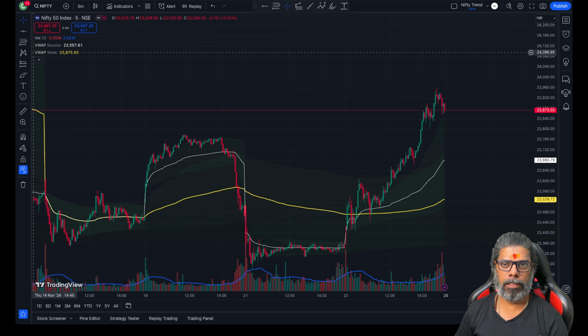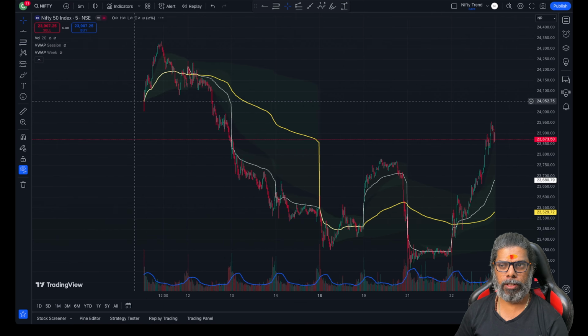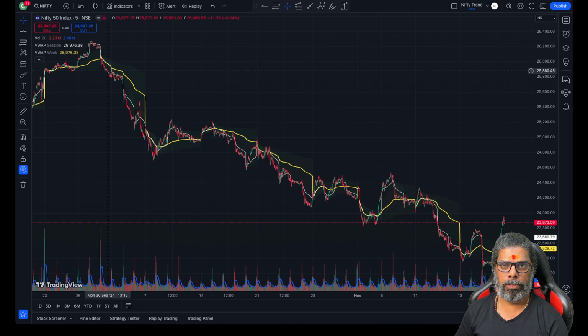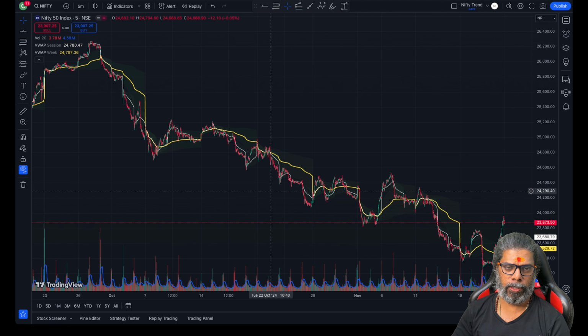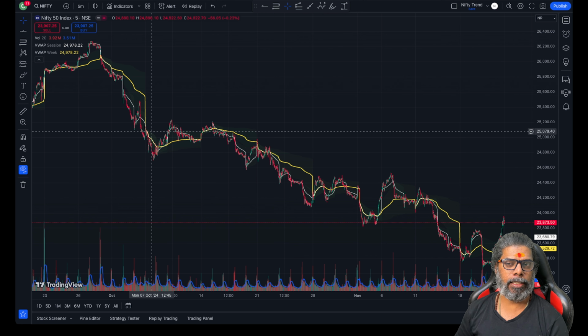Okay, if you see the VWAP session and VWAP week, the VWAP week is what is going to tell us our trend. If you zoom out a little bit, you see the yellow line. It is going down. All the candles are downward relative to the weekly one. So you don't need to switch your 5-minute or 1-day candle. This will give you an idea. Overall, the trend is downward.